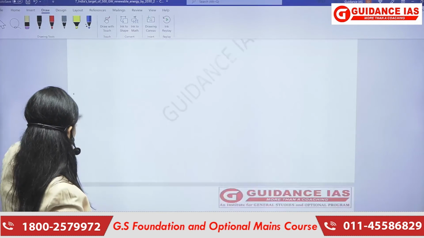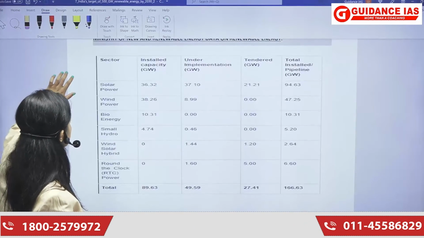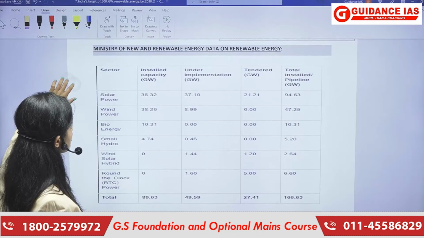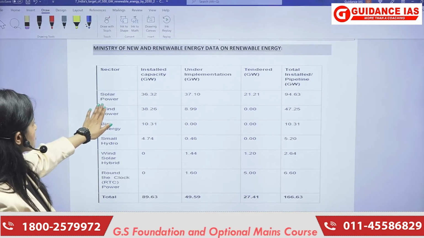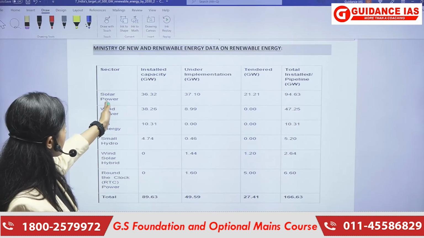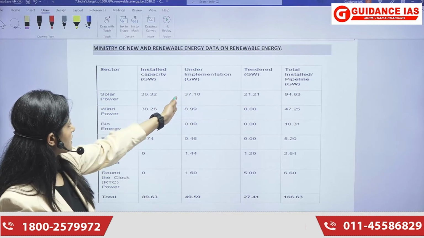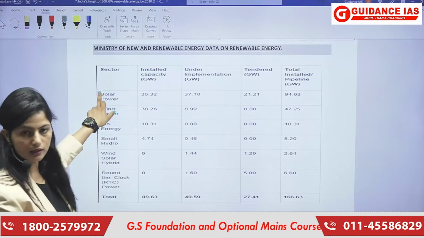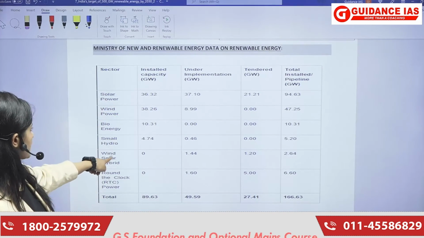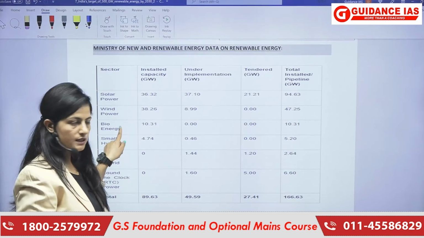Now moving ahead, this is just a graph, nothing much to do about it. Some figures are showing how much we have installed in which sector, how much is under implementation, and the total installation we have done. For example, solar is ahead of all the other sectors. As I've told you, we are investing the most in solar.